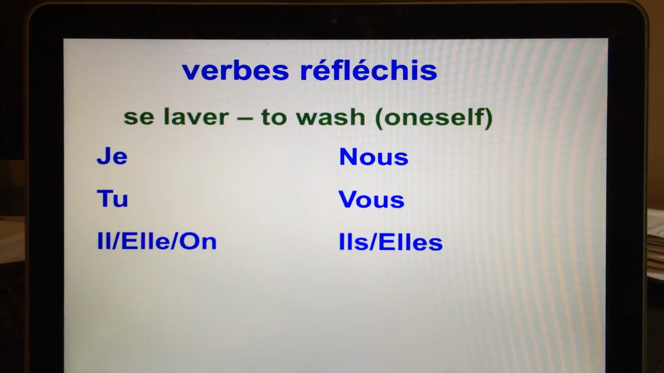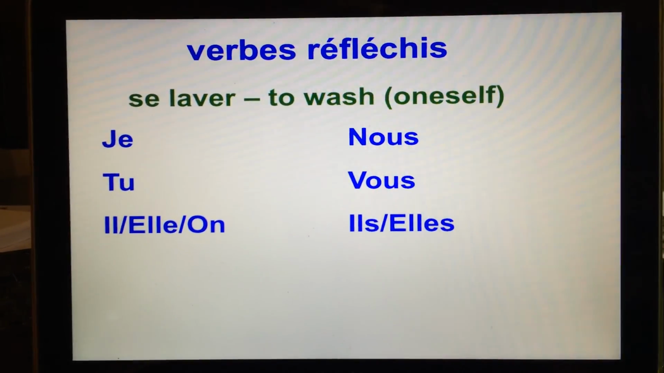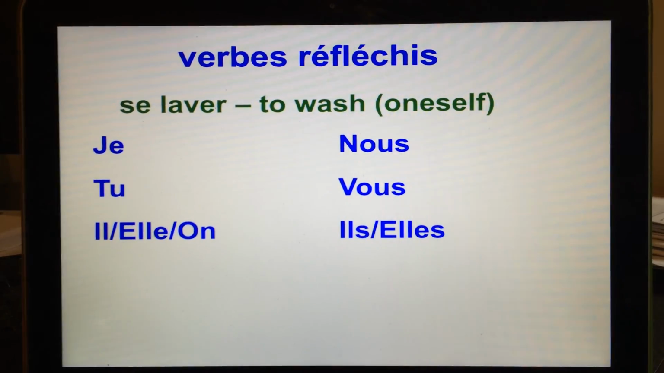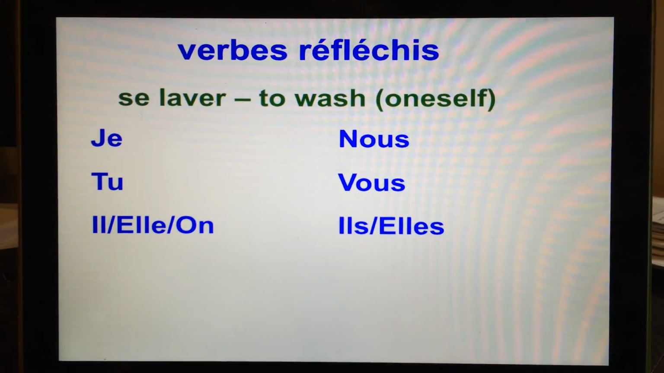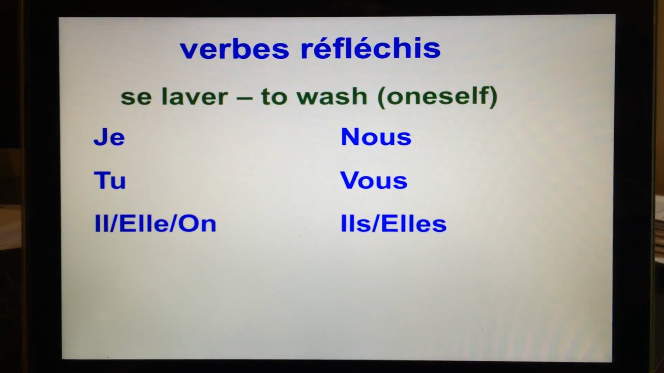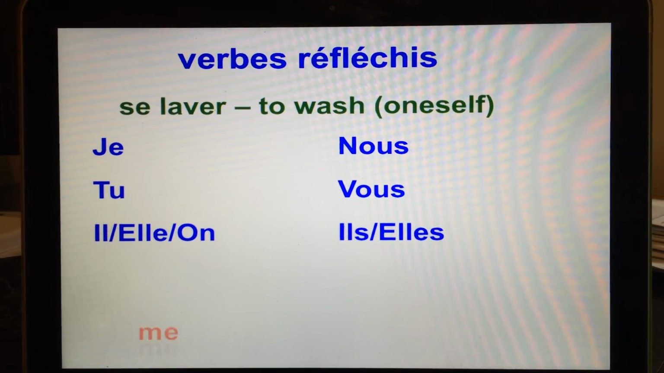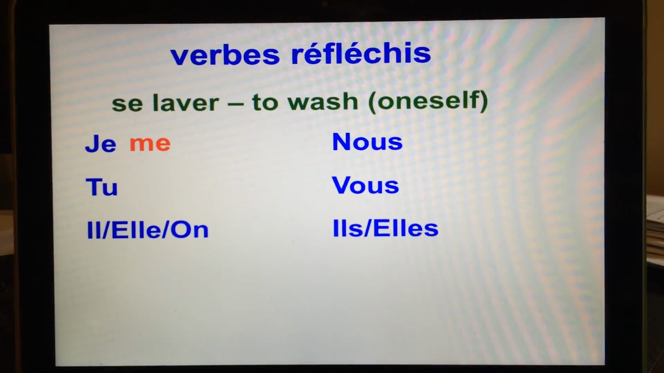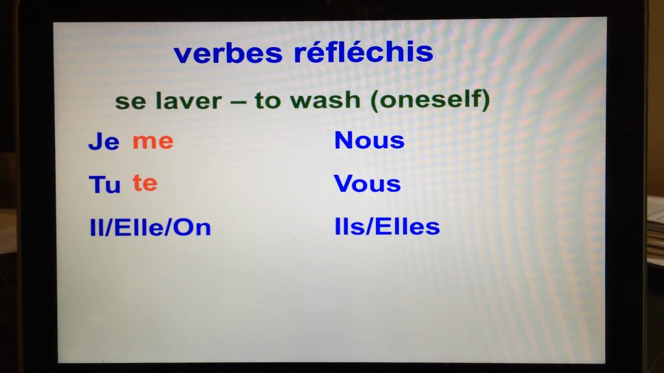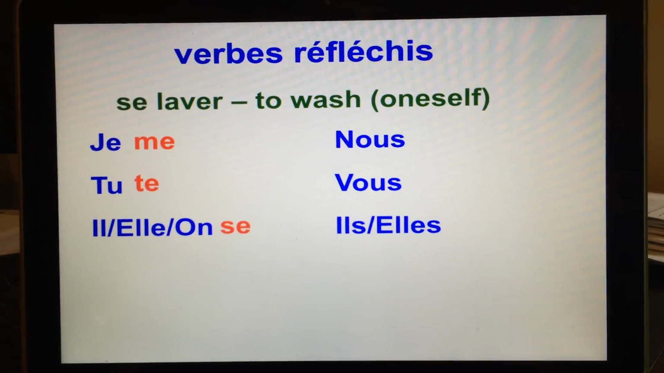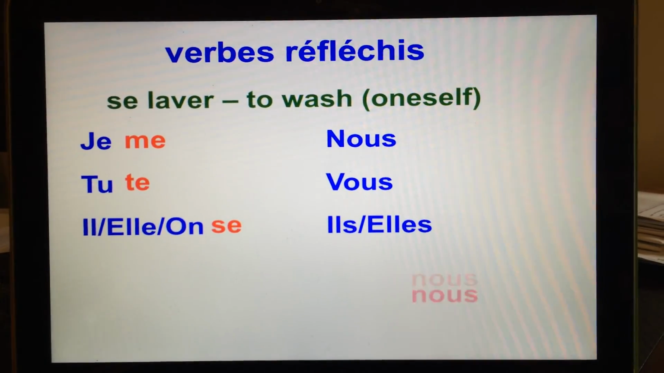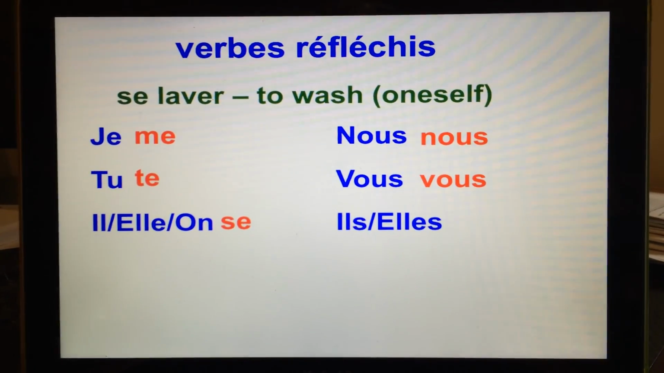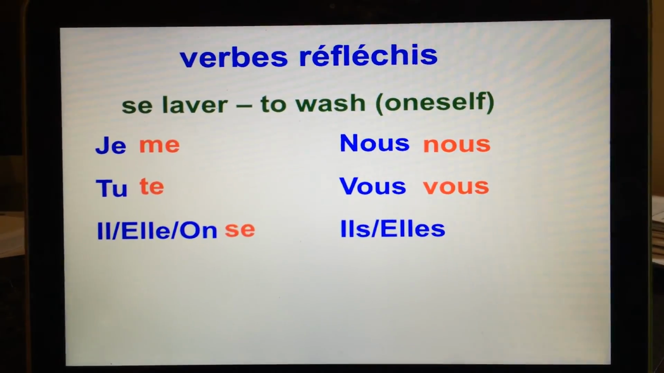Okay, so for reflexive verbs, we're going to go ahead and look at a nice basic example. We're going to look at the verb se laver, which means to wash oneself, all right? So the first thing we're going to do is look at our reflexive pronouns, which go with each subject pronoun. The reflexive pronoun for je is me. The one which goes with tu is te. The one which goes with il, elle, or on is se. The one which goes with nous is also nous. The one that goes with vous is vous. And lastly but not least, the one that goes with ils, elles is se.